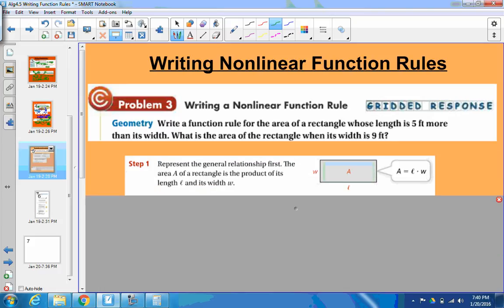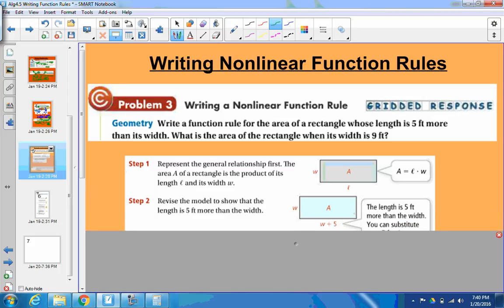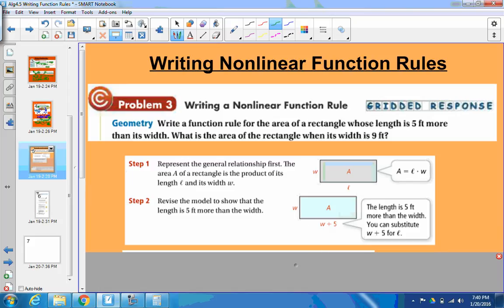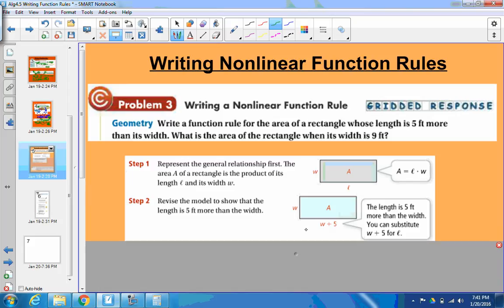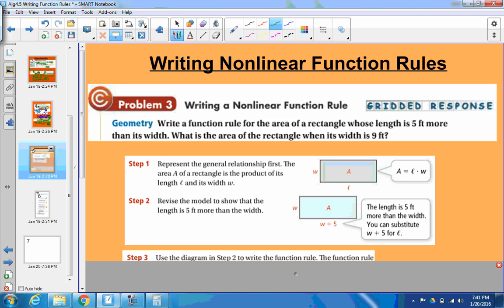So here's our step-by-step process. First, represent the general relationship. The area, we can tell area is length times width. Okay, so we have our picture. We're given that the length is 5 feet more than the width. So actually we're going to change length to w plus 5 because we know it's 5 more than the width. So w plus 5 can represent the length.